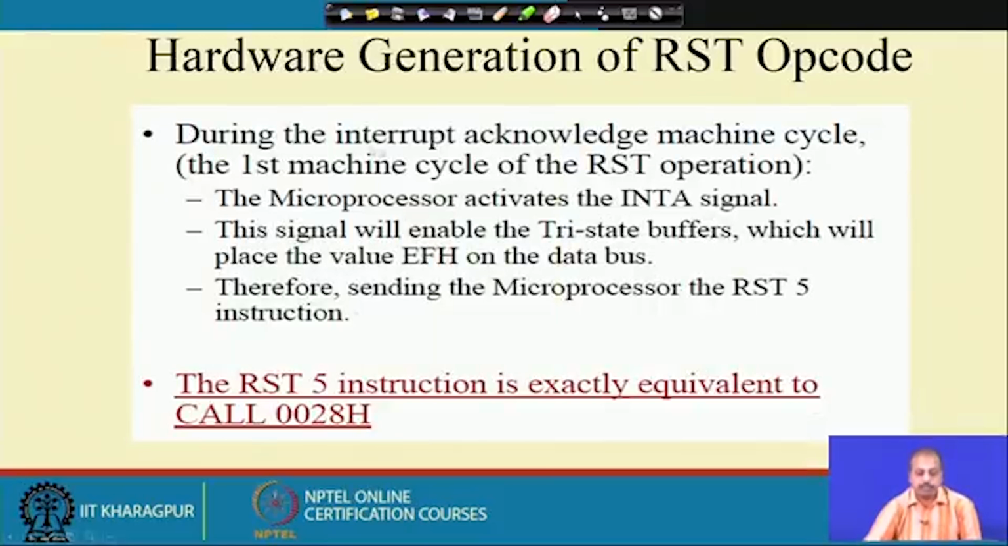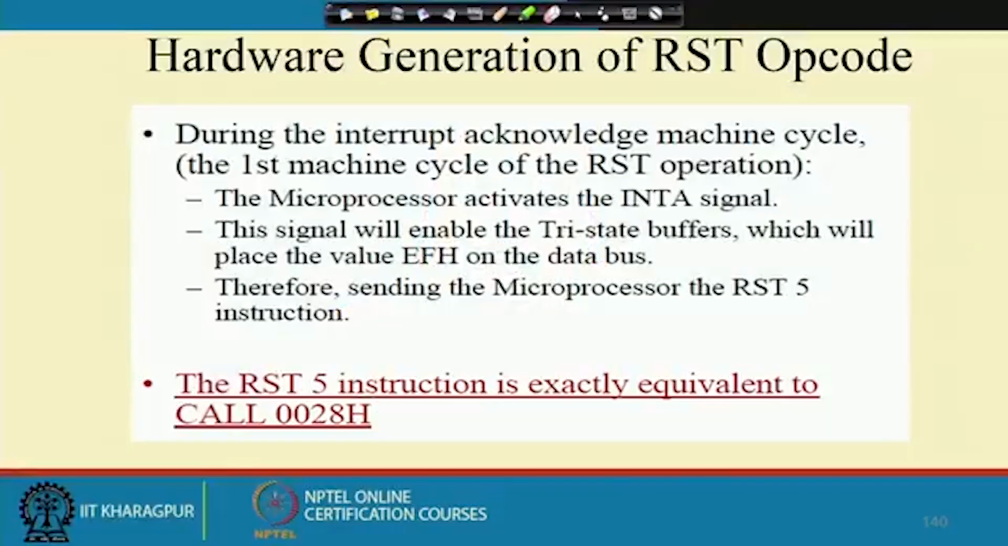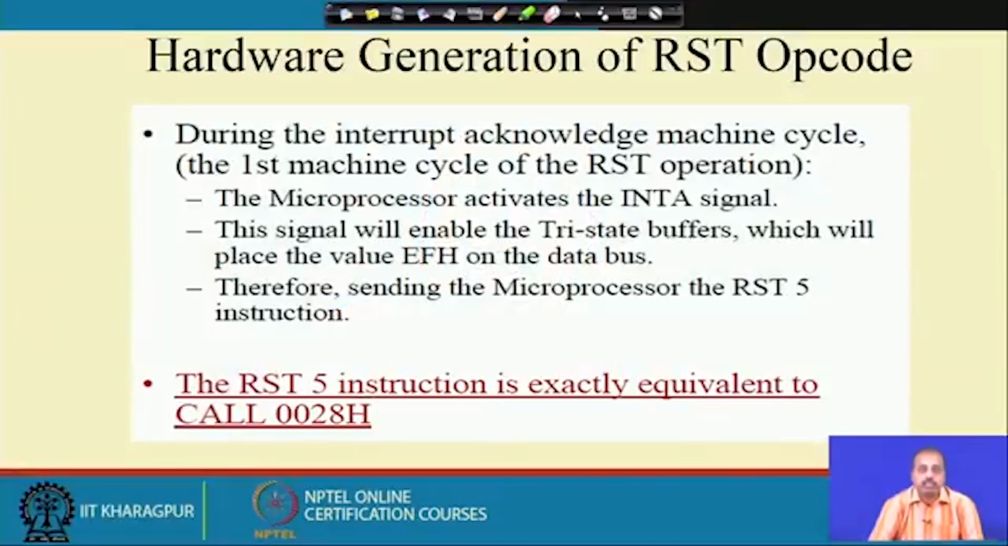During the interrupt acknowledge machine cycle, the first machine cycle, the microprocessor will first activate the INTA signal. This will enable the tri-state buffers, and the value on the tri-state buffer will come onto the data bus. So, we place the value onto the data bus. For the RST5 code, it is EF.